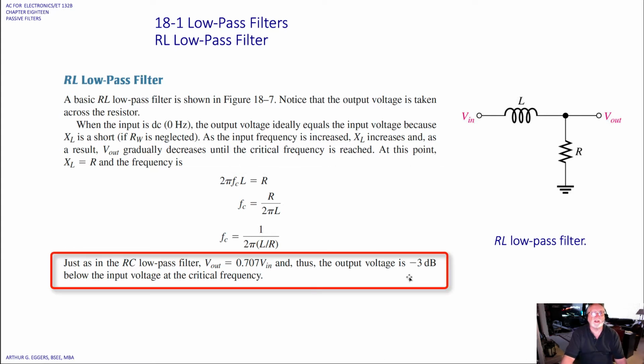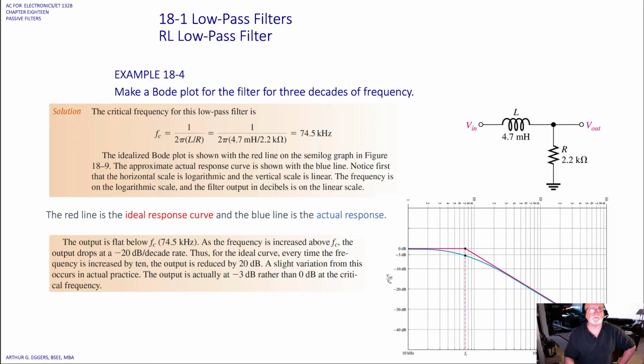So just as in the RC low pass filter, the output is again 0.707 times the input voltage, and thus the output voltage is negative 3 dB below the input voltage at the critical frequency.